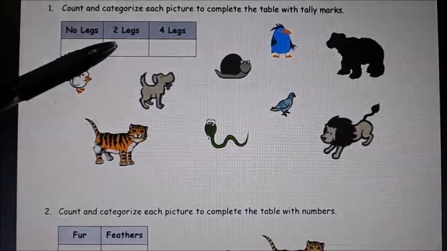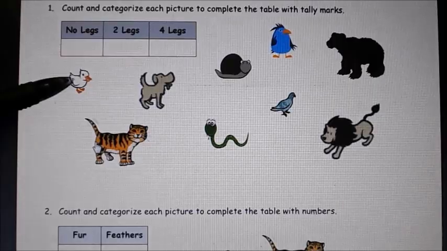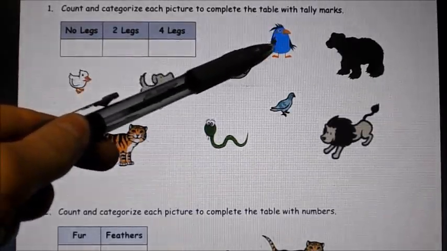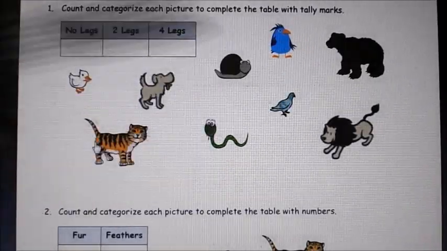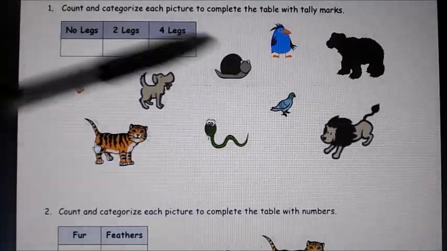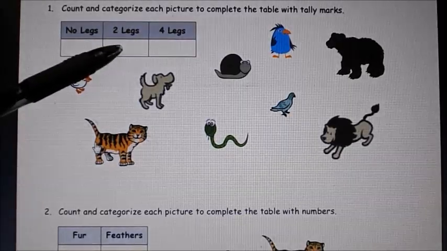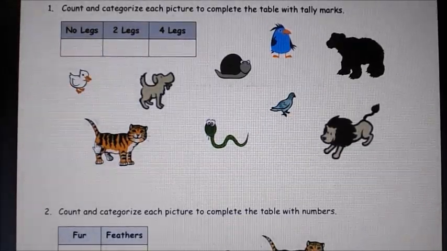How many animals have 2 legs? We can easily see that the duck right here, the bird, and the pigeon, or dove, whatever you want to call it, has 2 legs. So there's 1, 2, 3. So 3 animals would fit under the 2 legs.